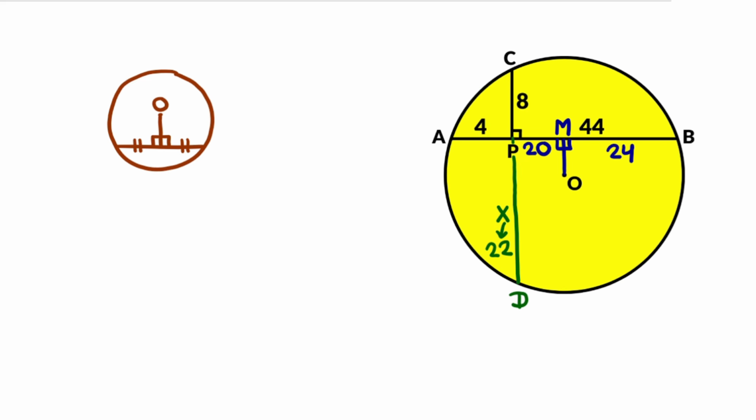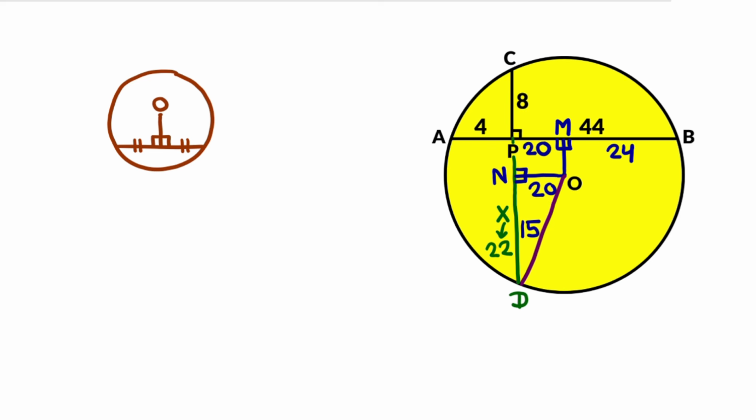Now do the same thing for the vertical chord CD. Draw a perpendicular from the center O to chord CD. Let the foot of that perpendicular be point N. The length of chord CD is 8 plus 22, which is 30. So, ND is 15. Also notice that ON and PM are equal. So, ON is 20. Now connect the center O to point D.